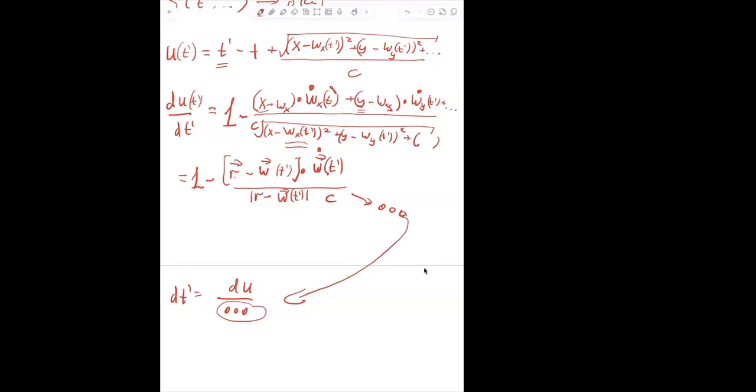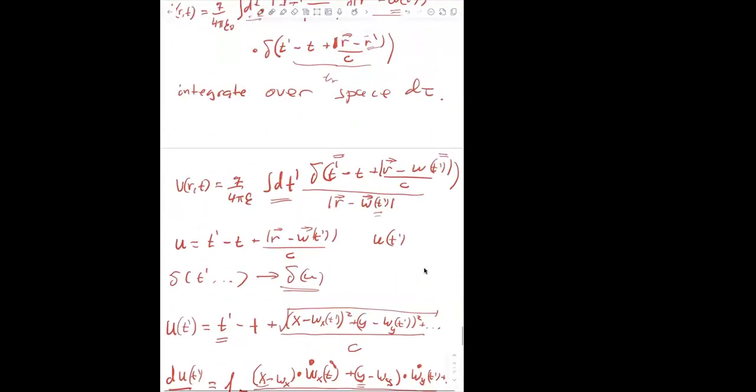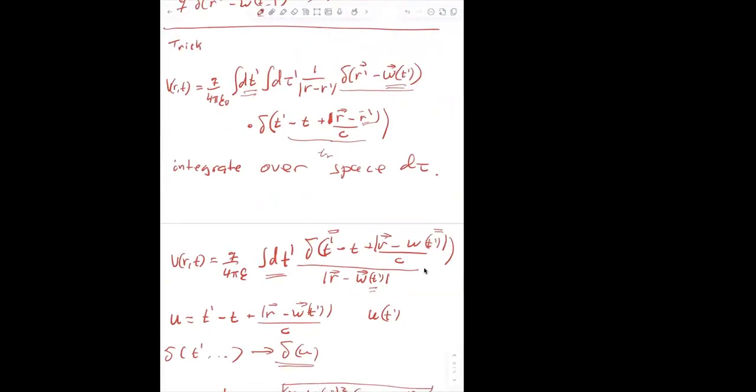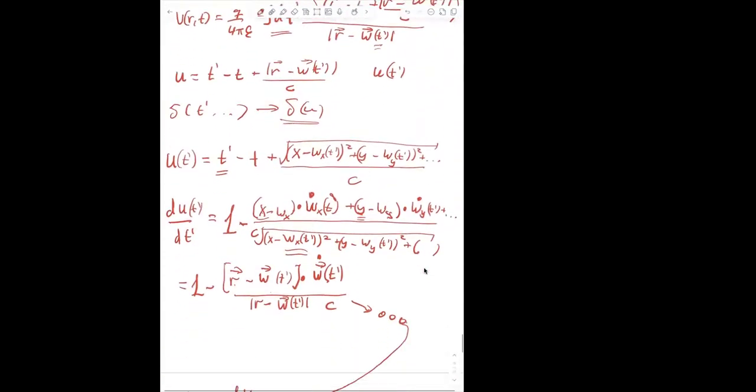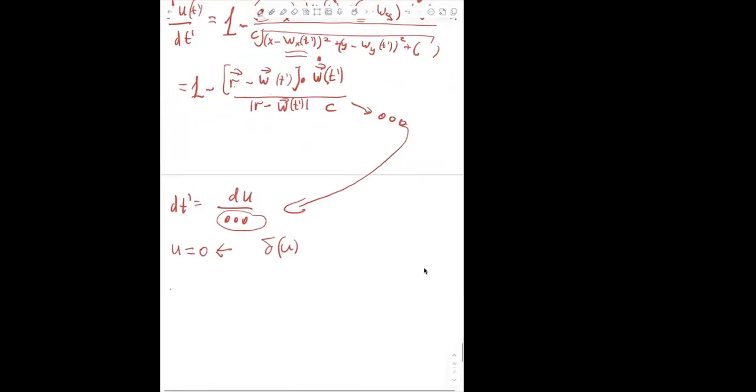So when I perform the integration, I need to consider u equals 0. Why do I need to consider u equals 0? Because I mentioned before, I have a delta function with respect to u. This was what I had before. So if you want to write it down, what is V R and t?